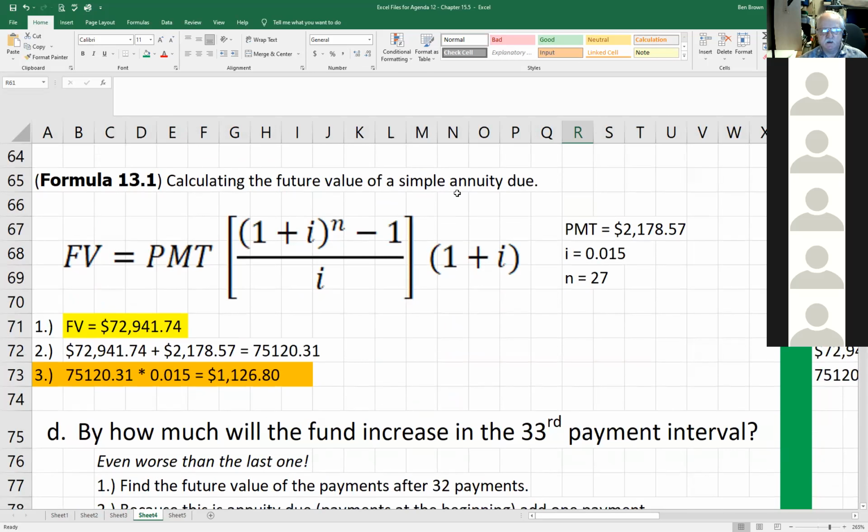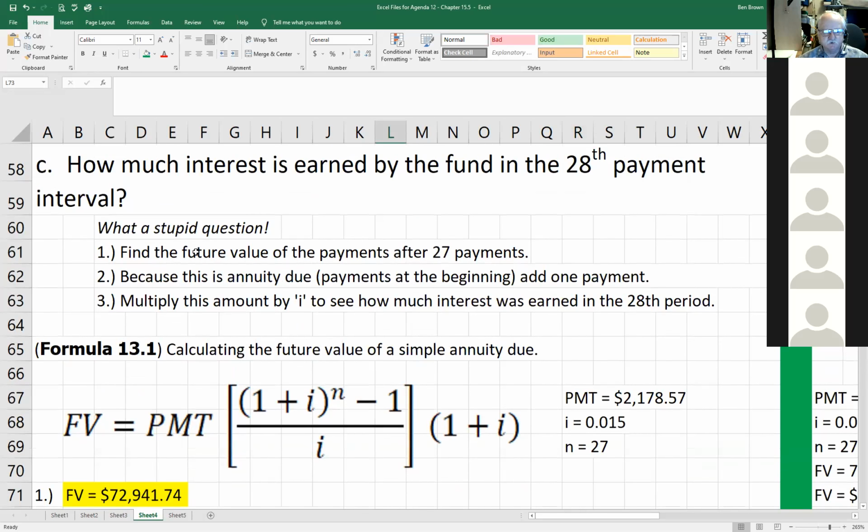So if we calculate this by hand, you have n equals 27. We find the first step is to find the future value of the payments. The second step is to add 1 payment. And then the third step is to calculate the interest accrued on that. And so we come up with 1,126.80. So it's a 3-step process to find that.